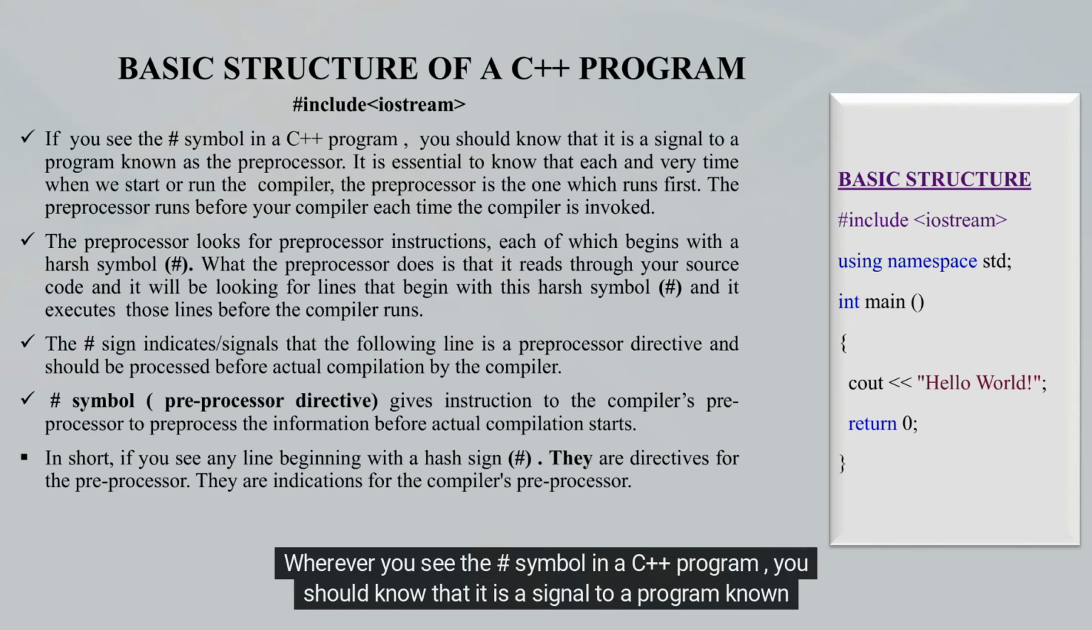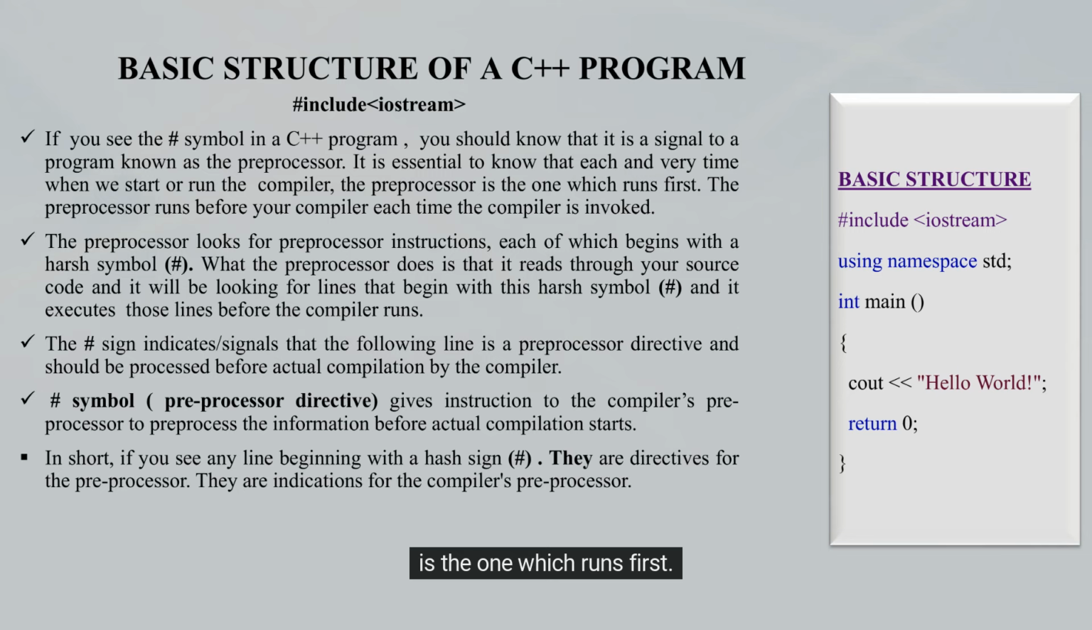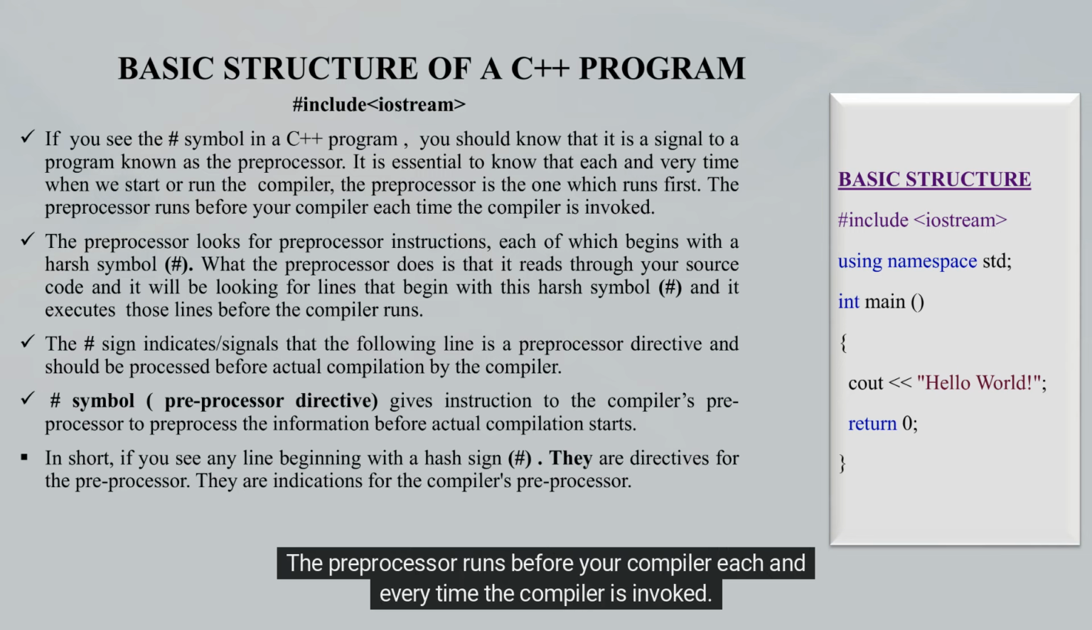Wherever you see the hash symbol in a C++ program, you should know that it is a signal to a program known as the preprocessor. It is essential to know that each and every time we start or run the compiler, the preprocessor is the one which runs first. The preprocessor runs before your compiler each and every time the compiler is invoked.